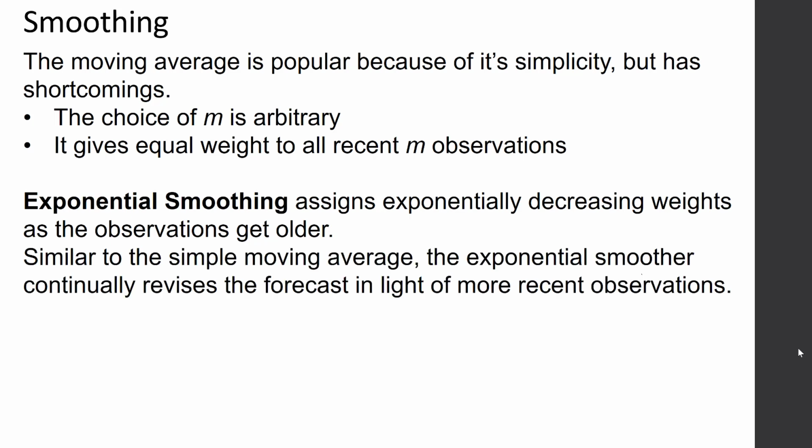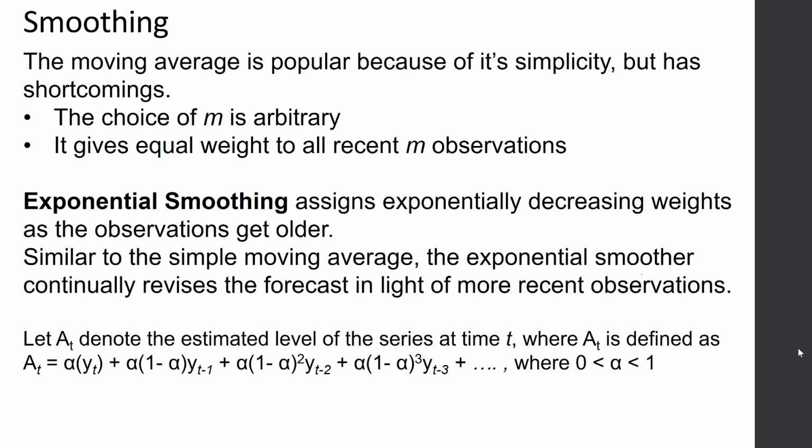This is similar to the simple moving average, in that the exponential smoother continually revises the forecast in light of more recent observations. So we're going to let A sub t denote the estimated level of the series at time t, where it's defined as alpha times y sub t plus alpha times (1 minus alpha) times y sub t minus 1 plus alpha times (1 minus alpha) squared times y sub t minus 2. That's the next one down, furthest away in your list of values in your time series, etc. And alpha is between 0 and 1. A higher alpha indicates a higher speed of decline.